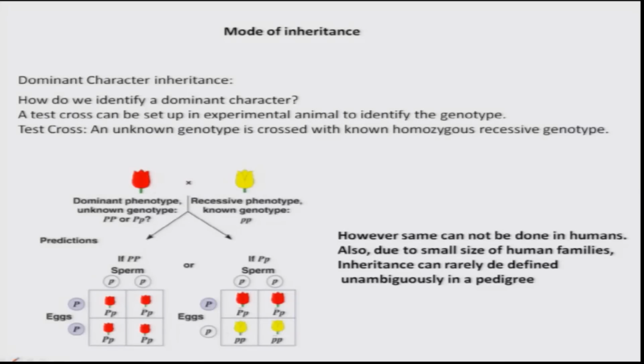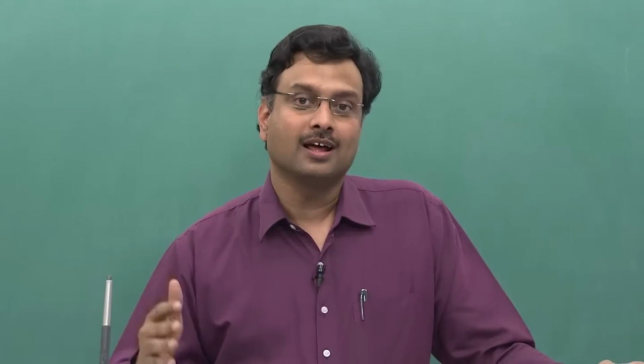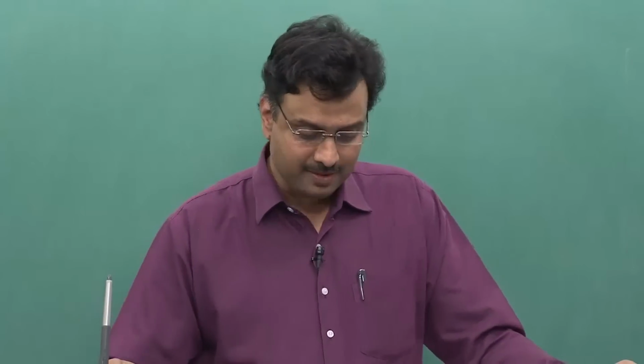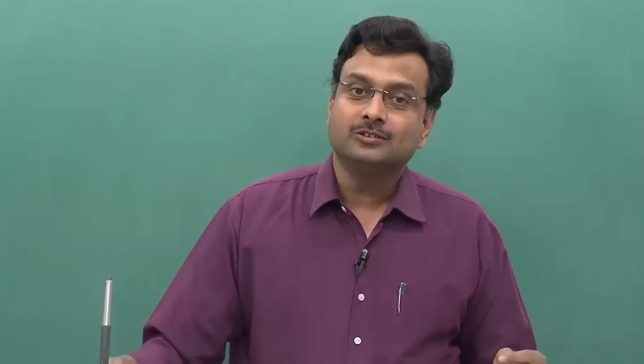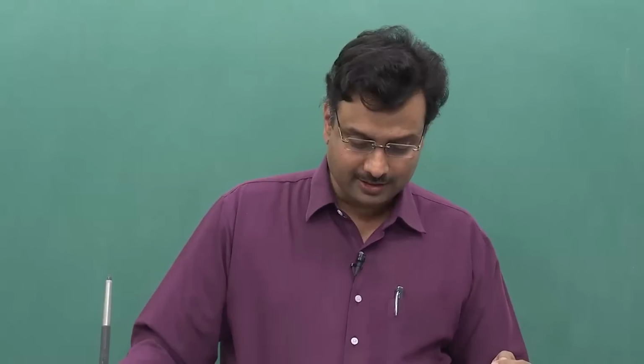For example, whether that color is because of a heterozygous condition, where only one allele is dominant and the other is recessive, or it is homozygous for the dominant allele, that is, both alleles are for the dominant phenotype, we can test that by doing what is called a test cross, which is a classic example you must have studied in your genetics.